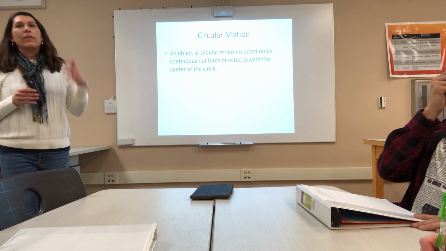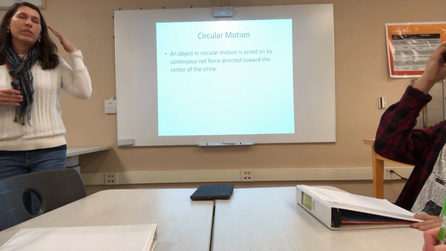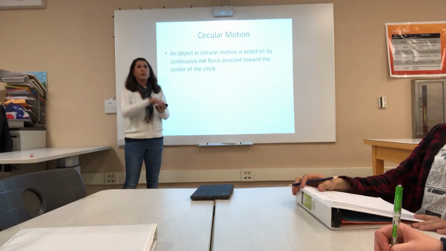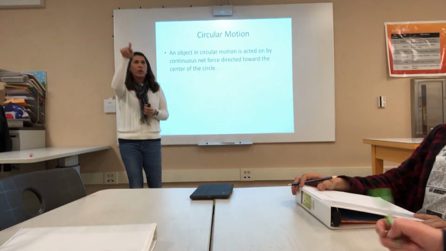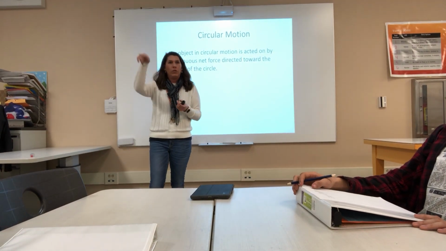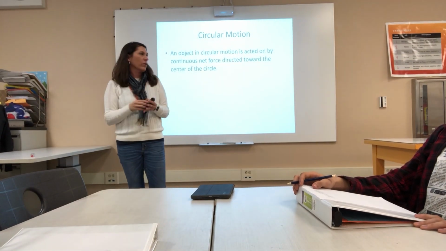So, like I said, when I first started learning about this, it was very confusing to me. I'm thinking a continuous force towards the center of the circle is going to make something spiral inward, and then how can that be a circle? Like, it has some circular qualities to it, but it's not a perfect circle.